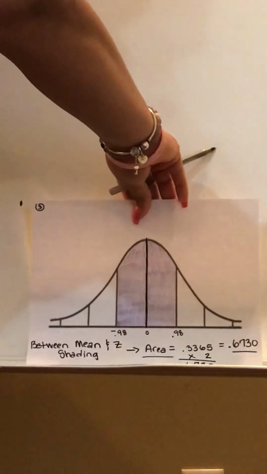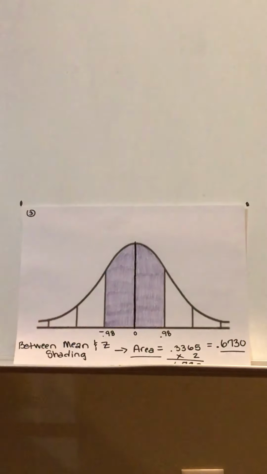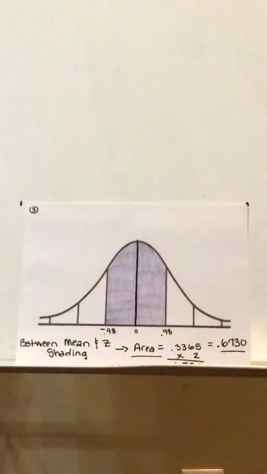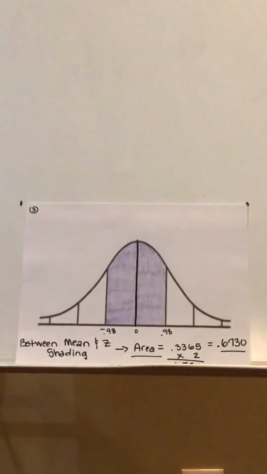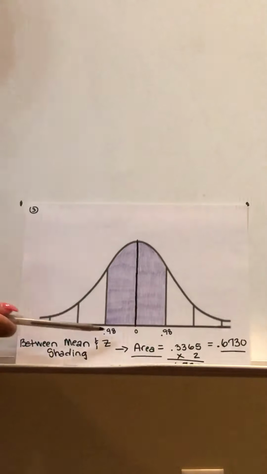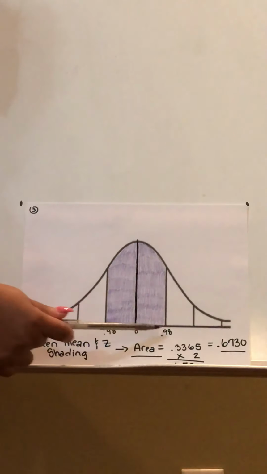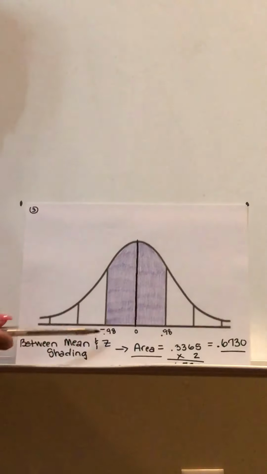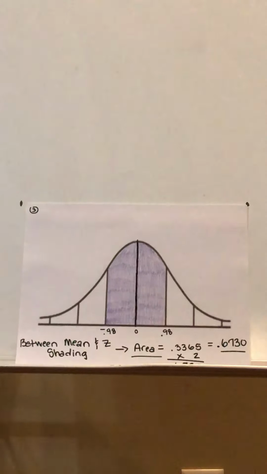Our third example. This picture would represent the shading between mean and Z. Now, if you look, our mean is in the middle. My Z-scores are proportional. You've got 0.98 and negative 0.98. So I gave you the same Z-score.